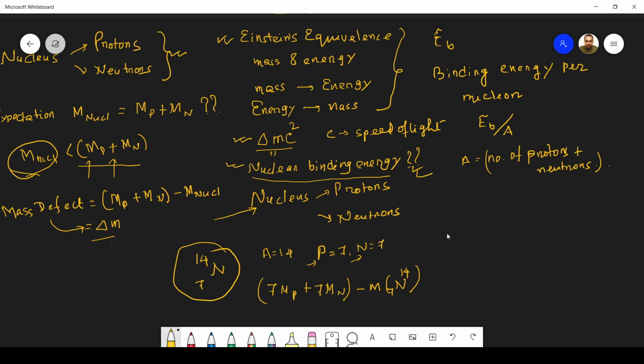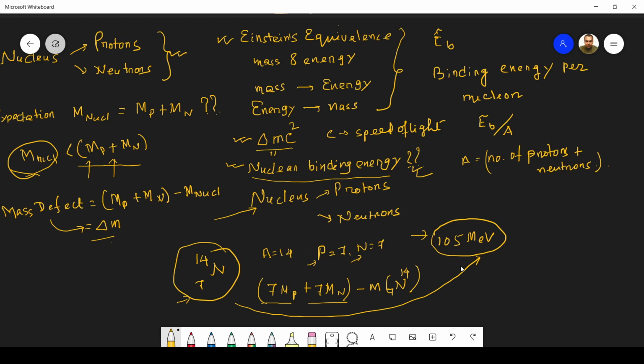105 mega electron volt, almost equal to 105 mega electron volt. So what does that mean in this case? It means that in order to break nitrogen into its constituent 7 protons and 7 neutrons, you will have to supply this much amount of energy, which is quite high. This is a very high amount of energy.